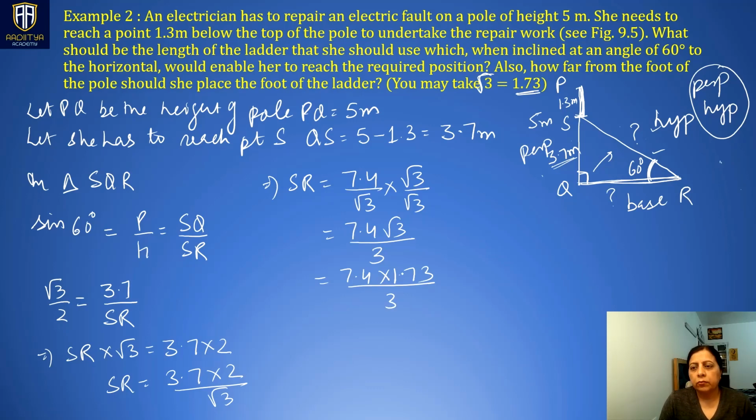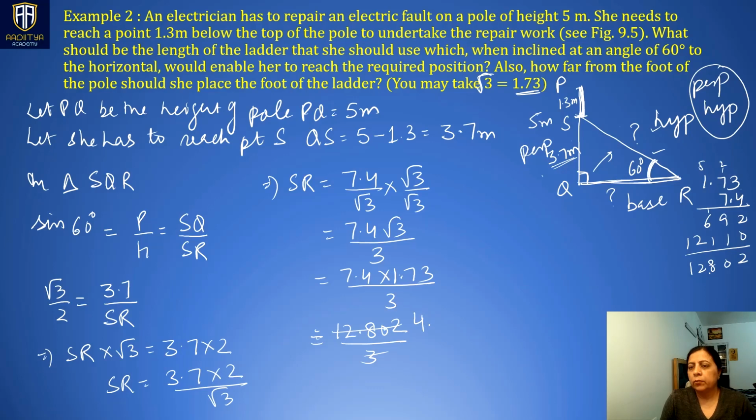So now we have to solve this: 1.73 into 7.4. 4 3s are 12, 28 and 129, and 2, which is 6.92. 7 3s are 21, 2, 49 and 2, 51, 5, 7 and 5, 12. So this is 12.802 divided by 3. Now we divide this by 3. So this is approximately equal to 4.267 meters. Right? This is the value of SR.